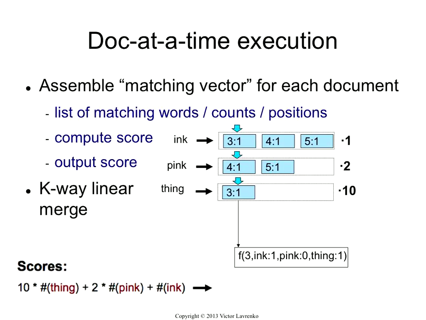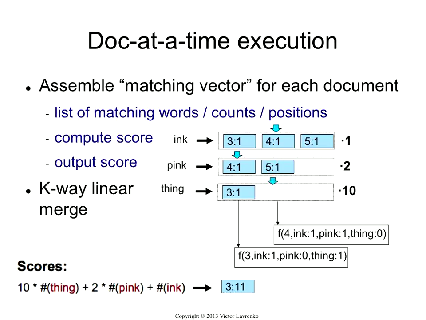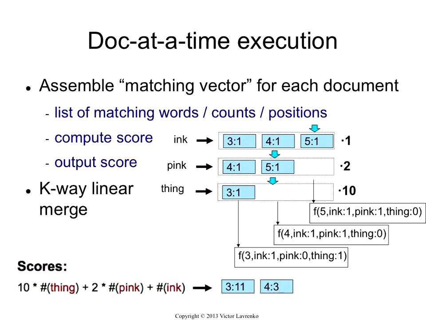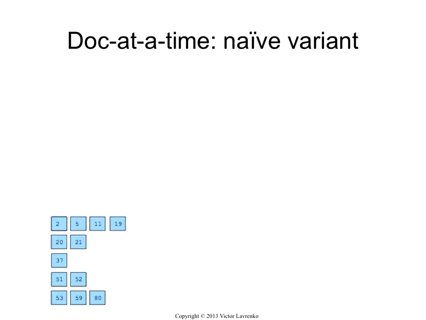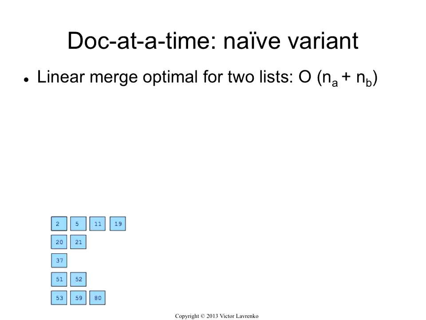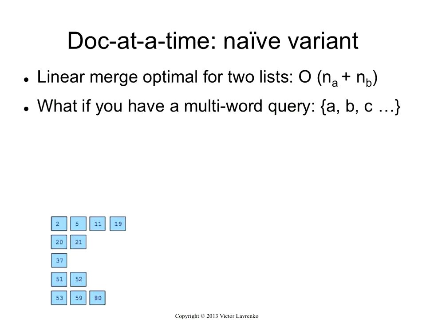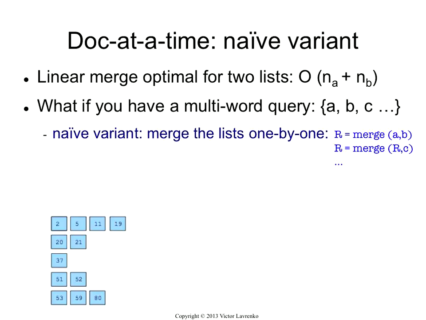So document at a time, we talked about the way you're doing it. Basically, you have k lists, and you're doing a linear merge. And as you're merging, you're computing the scoring function for each of the documents. Now, what is the simplest way to implement document-at-a-time? The simplest way to do it is by doing pairwise merges of the inverted list for each term in the query. So now let's see how this works.